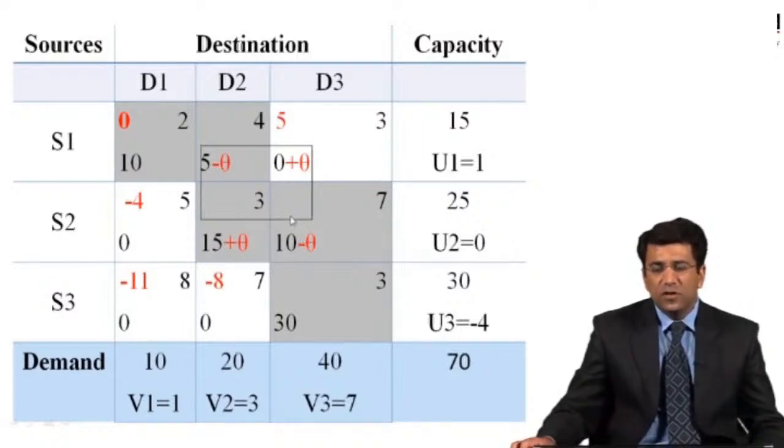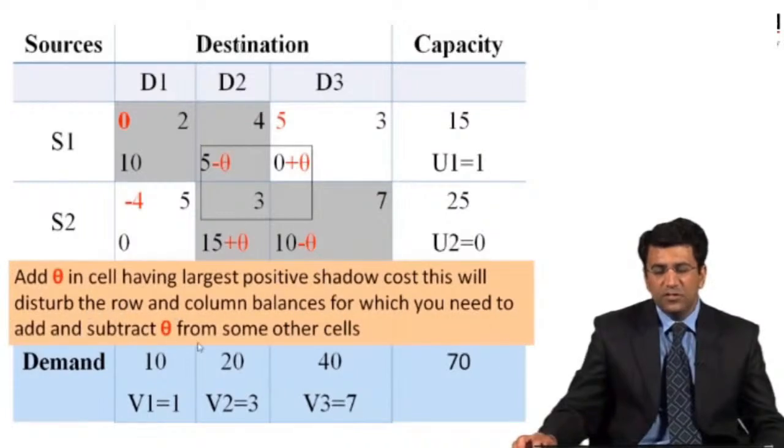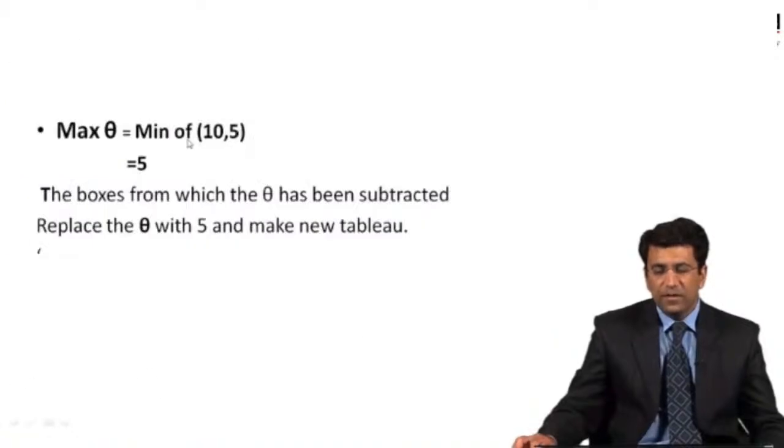Now as a next step, we will have to find the value of theta, and in order to find the value of theta, we will see in this particular loop where the theta is being subtracted. You can see that the theta is being subtracted in this particular cell, that is 5 minus theta, and in this particular cell, that is 10 minus theta. So there are two numbers, that is 5 and 10. Out of these two numbers, the minimum valued number will actually be theta. So again, this is the procedure that we have followed in this step: we add theta in the cell having the largest positive shadow cost. This will disturb the row and column balances, for which we will have to add and subtract theta in some other cells. So I've just explained this method. In that particular loop, class, we have two numbers, 5 and 10, and the minimum of these two numbers is 5.